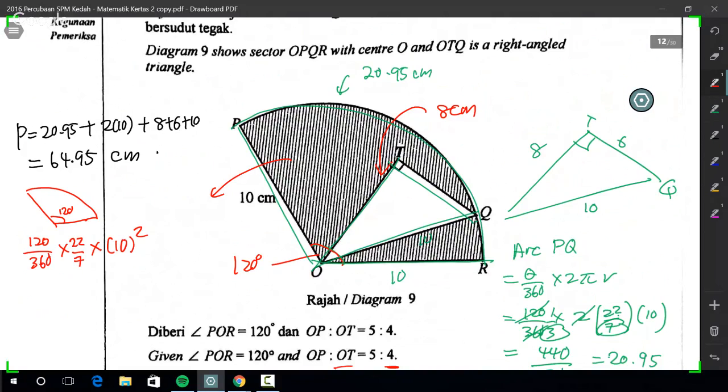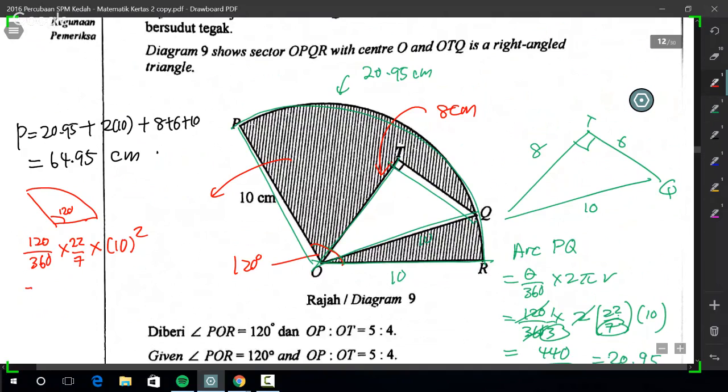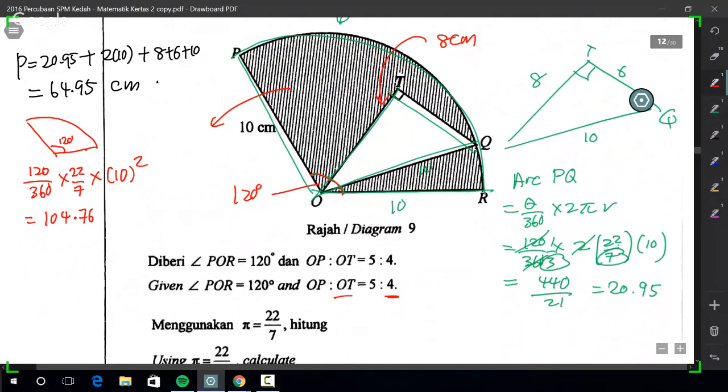So 22/7 multiplied by 100 and then multiplied by 1/3. Okay, so the whole area is 104.76. In order to get the shaded area, I will need to minus the triangle. So we have a triangle here. The base is 6 and the height is basically 8. I will use blue color maybe. Minus half multiplied by base multiplied by height, so minus 1/2 times 6 times 8, which is minus 24. So I will get 80.76 centimeters squared.